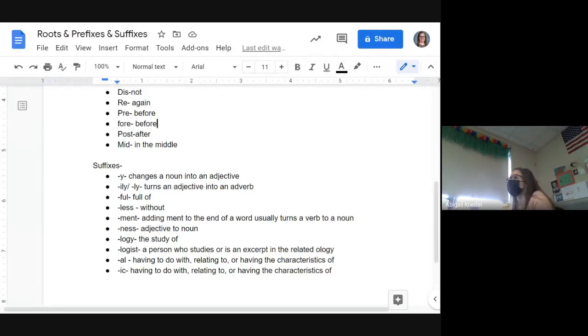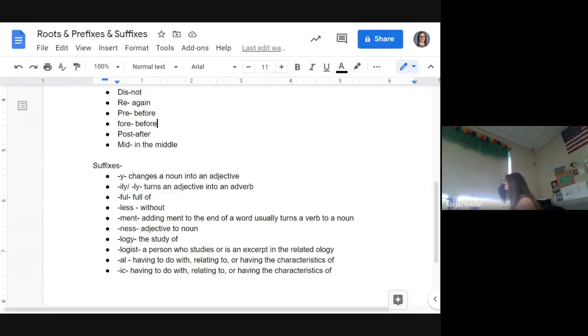Full means full of, obviously. Less means without. I can't think of one with less right now, of course, but less means without. Useless. You're without it. Ment, by adding ment to the end of the word, it usually, when I say usually, do roots, suffixes, and prefixes follow the thing every single time? Hello? No, remember, a root, a suffix, a prefix, there's a rule, but there's always things that don't follow the exact rule. Ness changes an adjective to a noun.